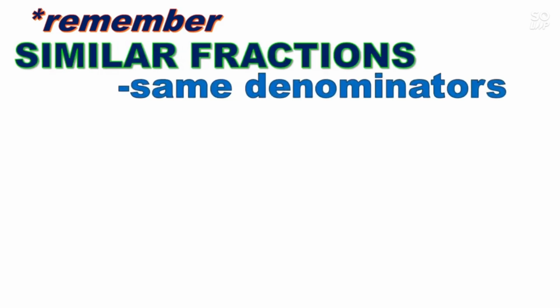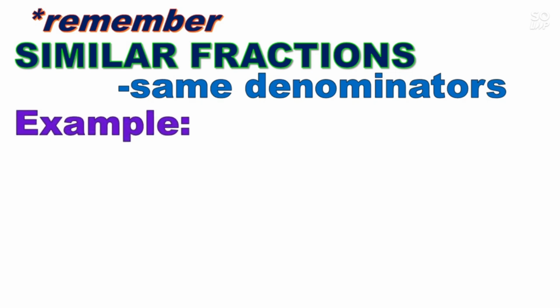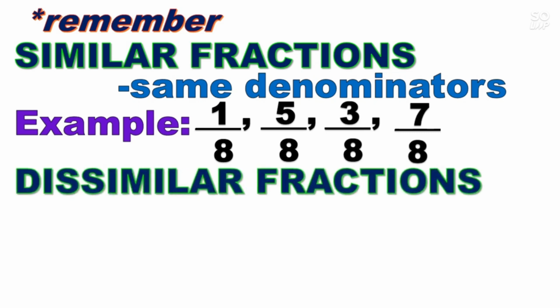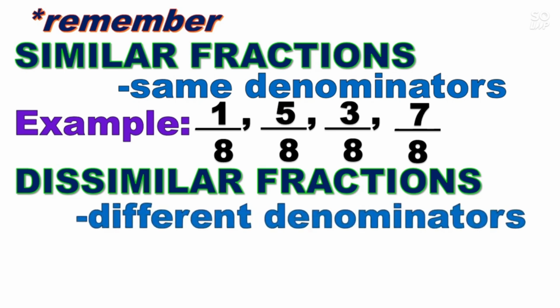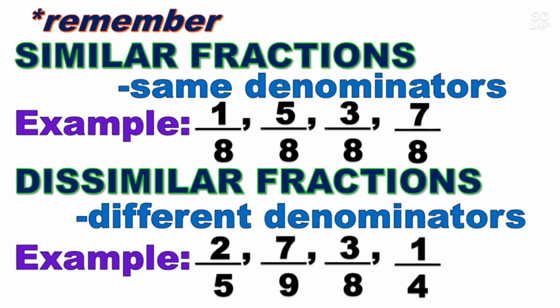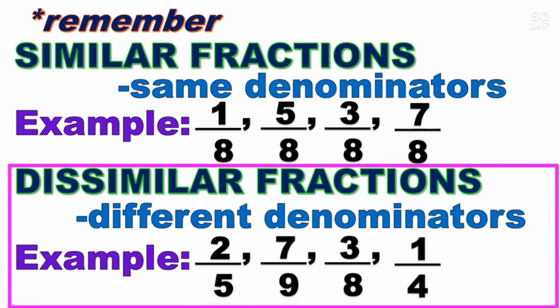Okay, so recall muna natin what is similar fractions. Similar fractions, same denominators. Example, 1 over 8, 5 over 8, 3 over 8, 7 over 8. So, magkakapareho sila ng denominators. While the dissimilar fractions, different denominators o magkakaiba ng denominators. Example, we have 2 over 5, 7 over 9, 3 over 8, 1 over 4. Okay, so i-discuss natin ngayon ang dissimilar fractions or addition ng mixed numbers with the dissimilar fractions. Okay, let's continue.